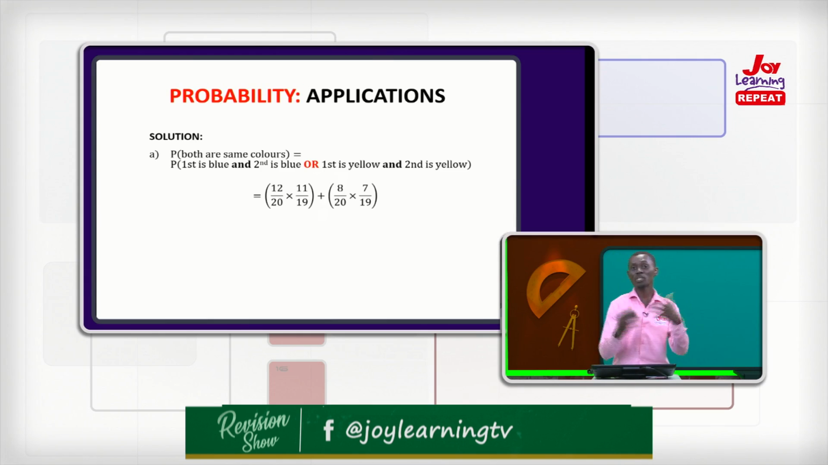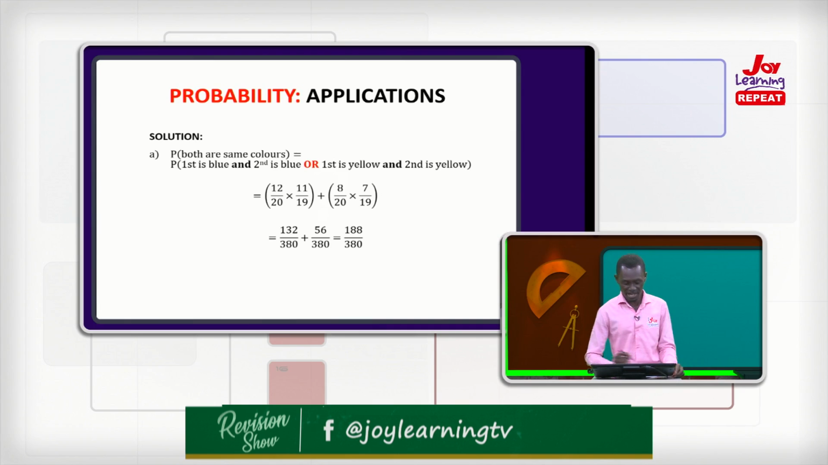All right. If we do this manipulation, we would have 188 over 380. You can reduce it to 47 over 95. And this is how to solve it. It's just the logic. Two socks of the same color, so blue and blue, or yellow and yellow.